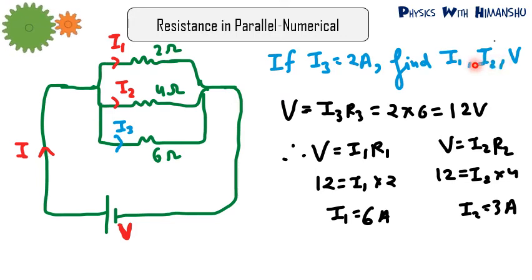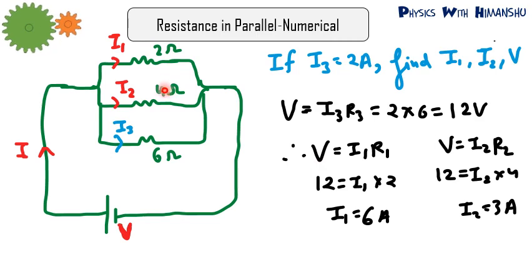Now remember, in 6 ohm the current is 2 ampere. So in 6 ohm the potential difference will be I3 R3, that is 12 volt. But in parallel the potential difference is the same. So across 4 ohm also the potential difference will be 12 volt and across 2 ohm also the potential difference will be 12 volt.